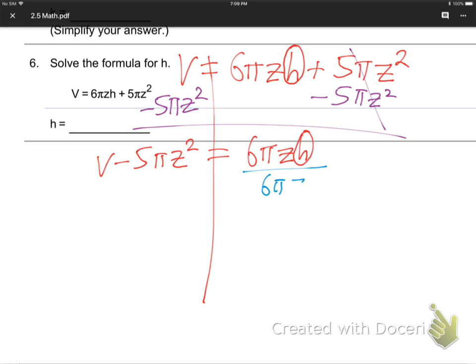Divide by 6 pi Z, right? Divide, because that's all multiplied. Everybody see why? The first chunk was added, so I subtracted it. The next chunk is multiplied, so I divide it. We always do the opposite operation. Anything added, we subtract. Anything multiplied, we divide. Is that making sense? So I divide both sides by 6 pi Z. 6 pi Z gone. H is all alone.